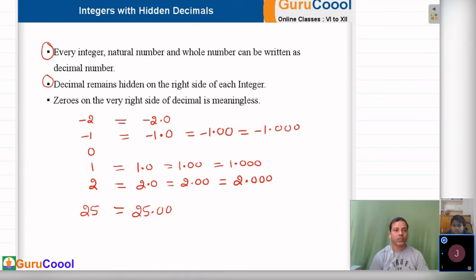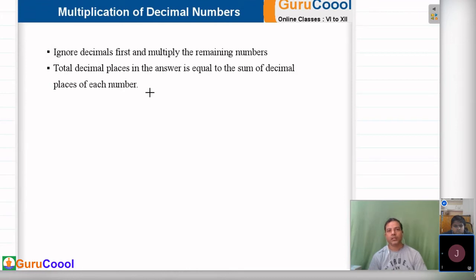Okay, so you understood these points I explained. Next is multiplication of decimal numbers. How to multiply decimal numbers? It says ignore decimals first, then multiply the remaining numbers. For example, you have to multiply 1.2 times 3.2.